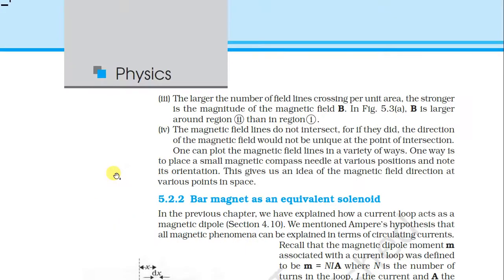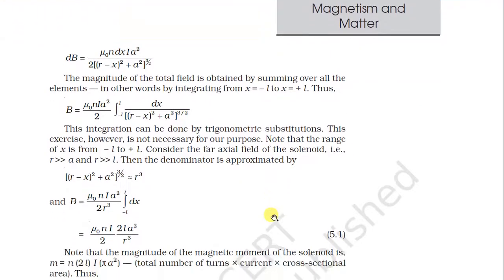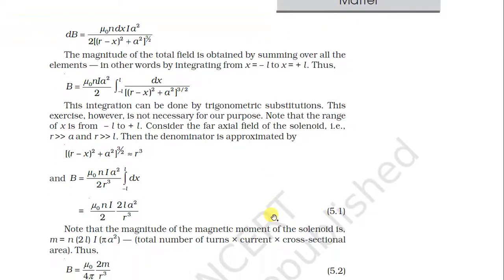What is r? R is the distance between the center and the axial point P. This distance is also constant, so it comes outside. Now we take the integration of dx, which gives minus L to L, so it is equal to 2L, since L plus L is 2L. So we get mu 0 n I 2L a square divided by 2 r cube.